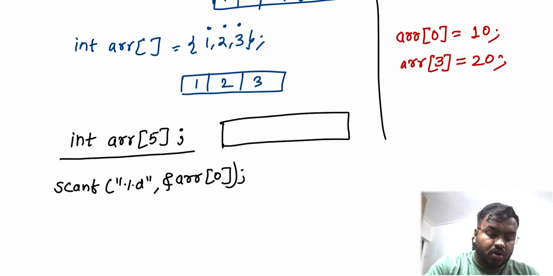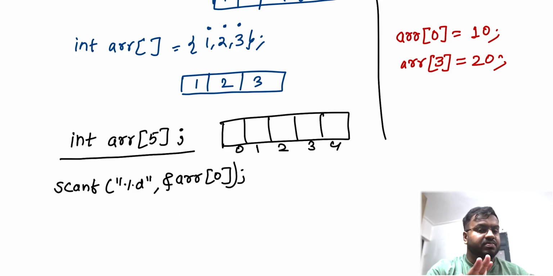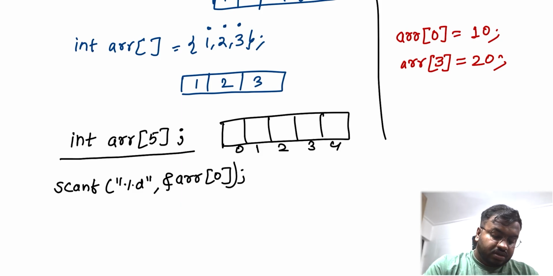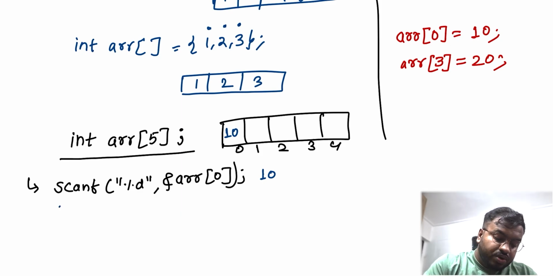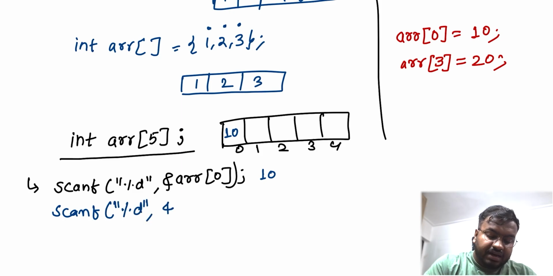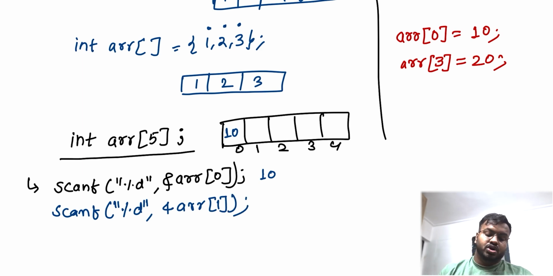So an array of size 5 will be created. 0, 1, 2, 3, 4. Index numbers will be from 0 to 4. When this line is executed, the user will enter a value. Let's suppose the user entered 10. So this 10 will get stored at the very first index. Again I want to enter one more value, so I will write the same code, %d, and address of the first index, so ampersand array of 1. Let's suppose the user enters 20, so 20 will be stored in this particular column.